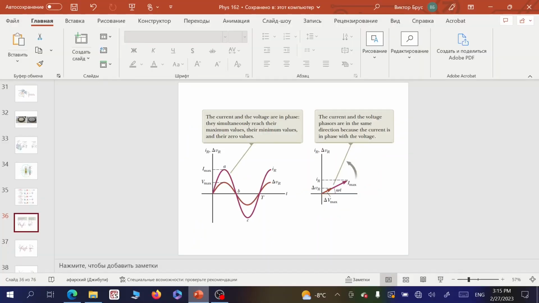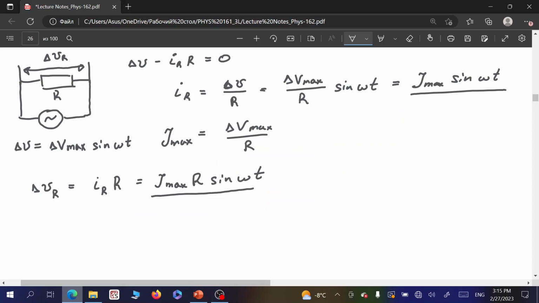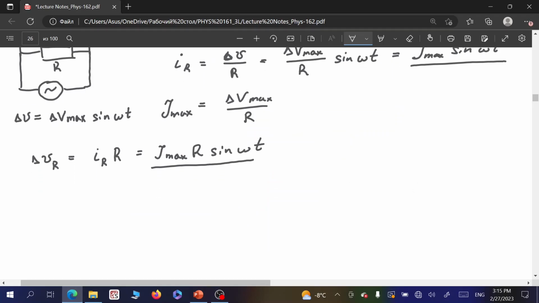So let us come back to our whiteboard. And now we need to introduce an important parameter, which is the so-called RMS, root mean square current. And why do we need to operate with this?